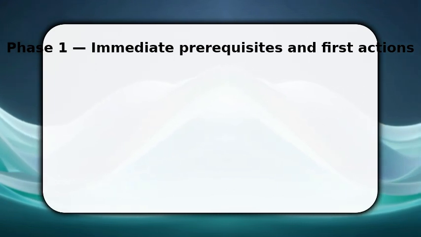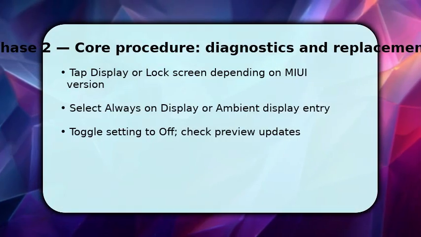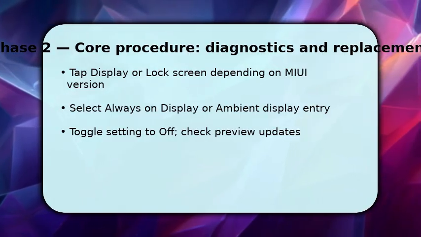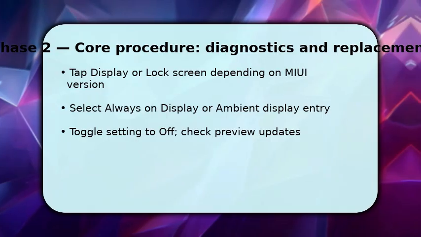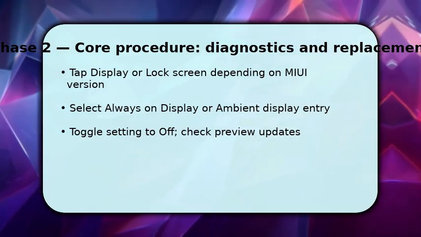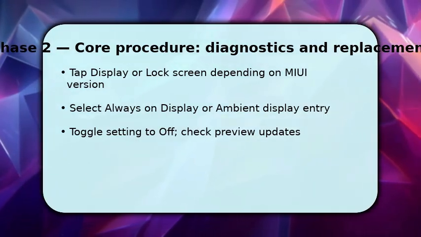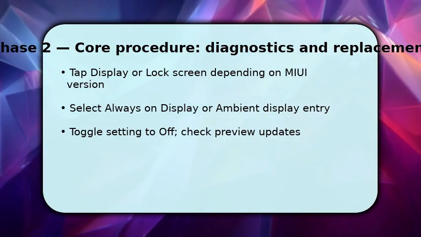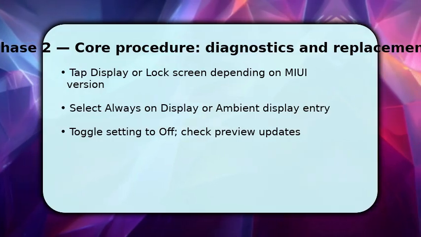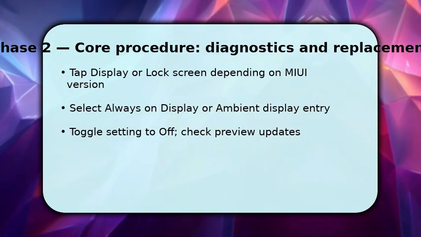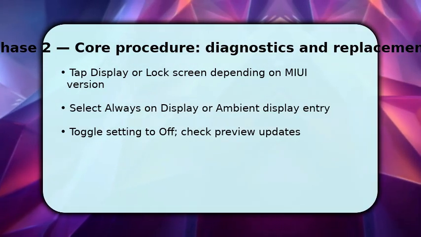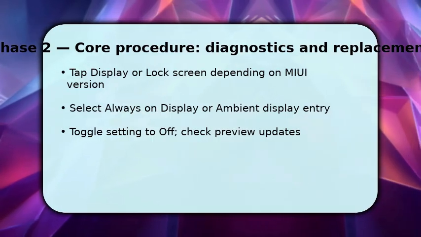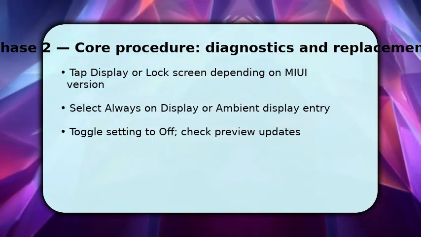Next, navigate from Settings into Display, or Lock Screen if your MIUI places it there, and locate the Always on Display entry. You'll see a preview and a master toggle. Tap the toggle to switch it off, and watch the preview to confirm the clock and widgets disappear. If you don't see the toggle, open Advanced Settings or More Display Options. Sometimes MIUI nests it differently. Make sure to back out and verify the screen no longer shows the always-on elements.